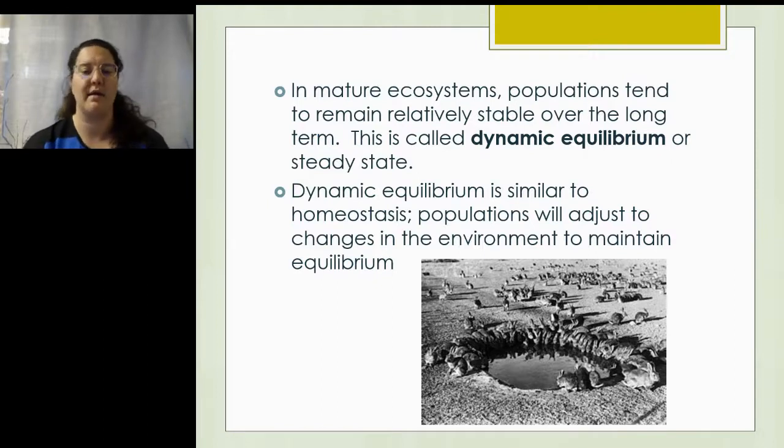If we have an environment that has a high amount of stress because we have increased drought and colder winters, that population might go down. Whereas if then the environment changes to have more rainfall and more mild winters, that population is going to increase.